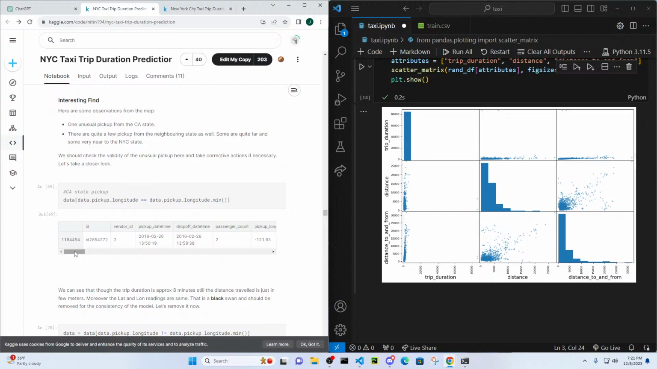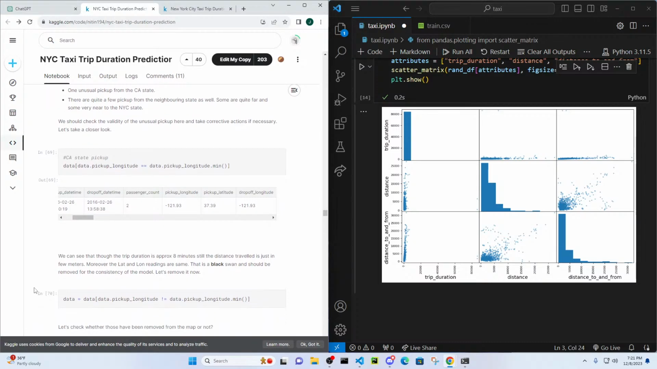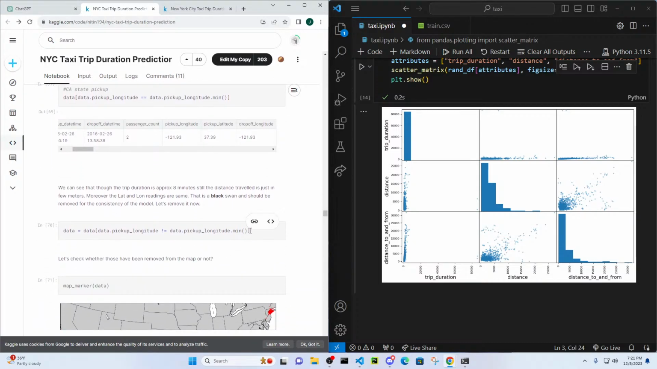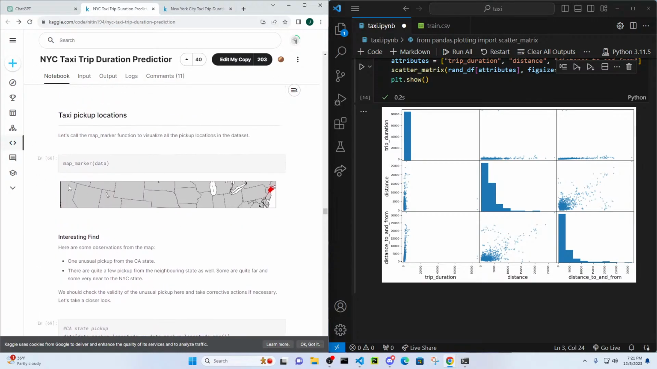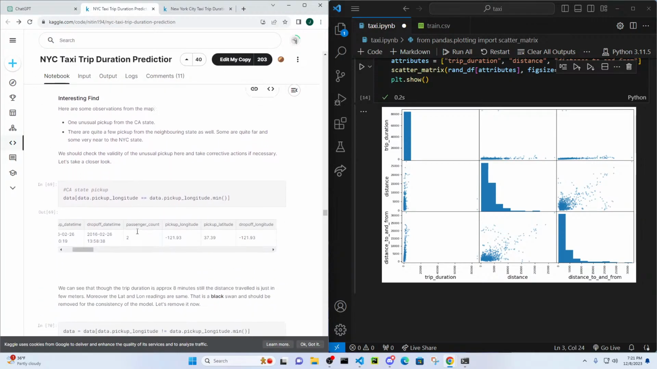Wow, so he actually dials in just to that one in California, huh? We can see that though the trip duration is approximately 8 minutes, the distance traveled is just a few meters. Moreover, the latitude and longitude readings are the same. That is a black swan and should be removed for the consistency of the model. Let's remove it now. Alright, so just removing the minimum longitude. Yeah, so the one furthest south, basically.